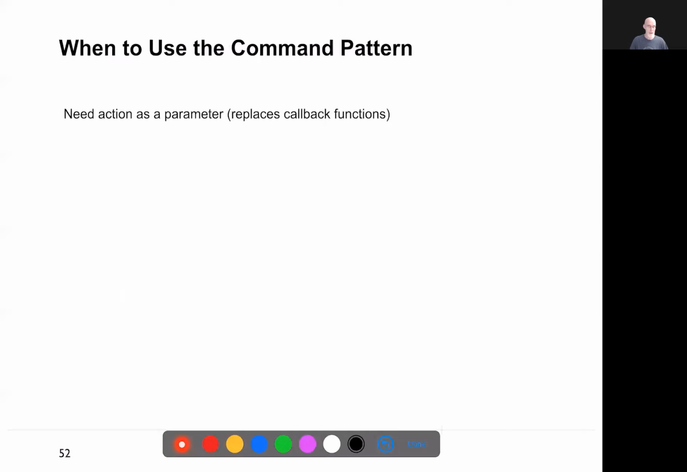So when to use it, like I said, one use case is you want an action as a parameter, like a callback method in a button or menu. Depending upon what type of action you need to do, if the action is simple enough, we can wrap it up in a lambda instead of using an entire object.